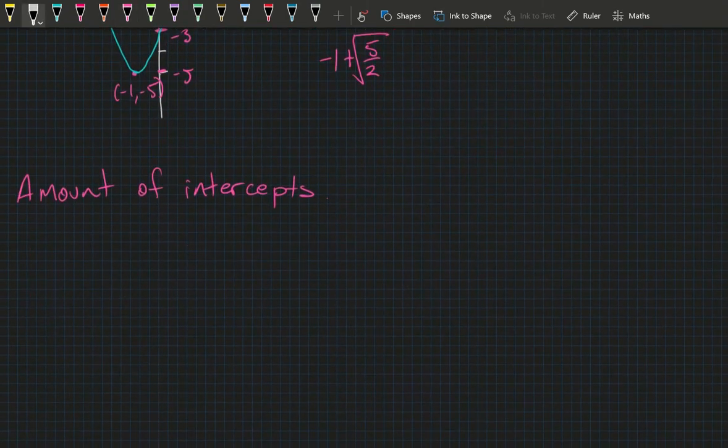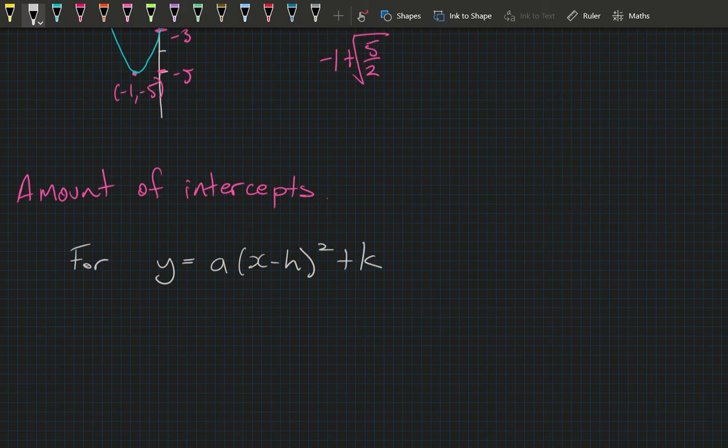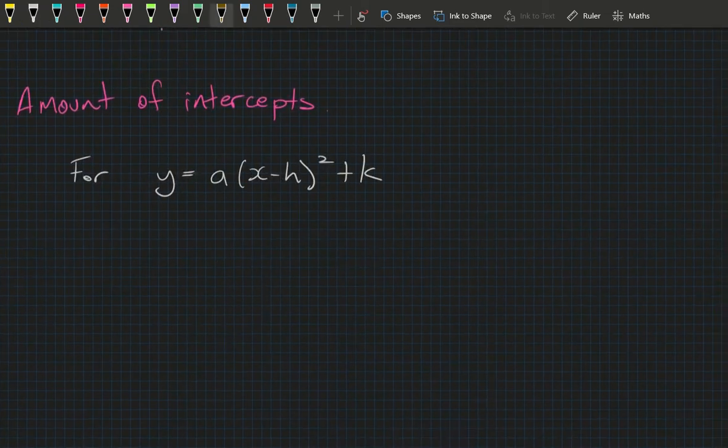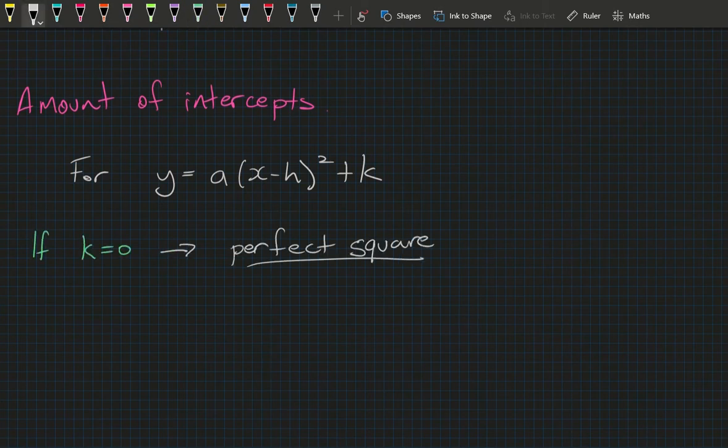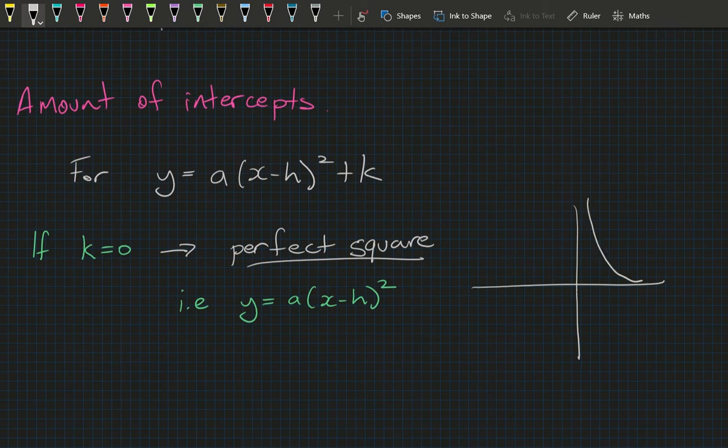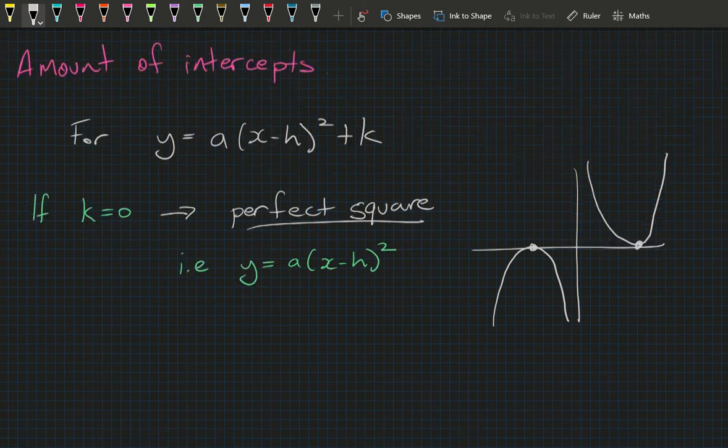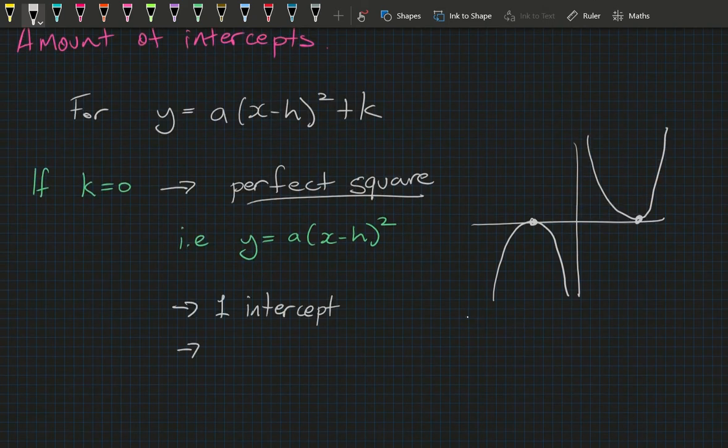So for y is equal to a times (x minus h) all squared plus k, i.e. a parabola in the turning point form, if k in that formula is 0, then we have a perfect square. So an example would be y is equal to a times (x minus h) squared. Then we'd get a parabola that looks something like this, or maybe another one that looks something like this. And so it's worth noticing that we've got one intercept and the turning point is on the x-axis.